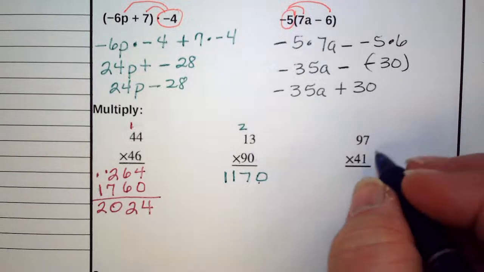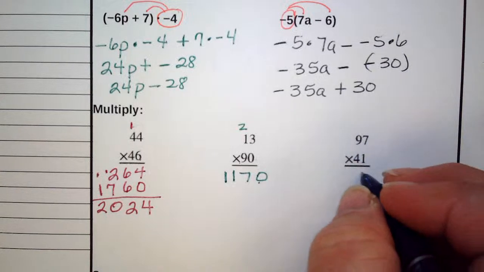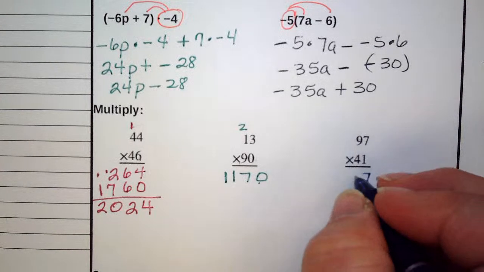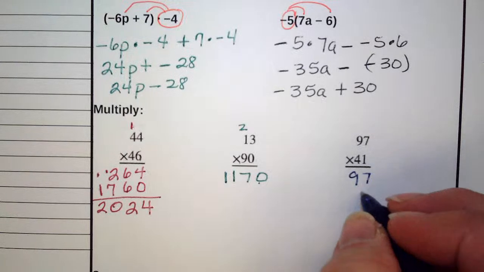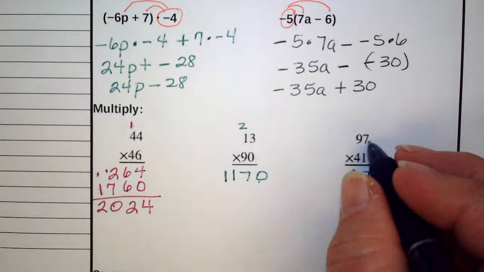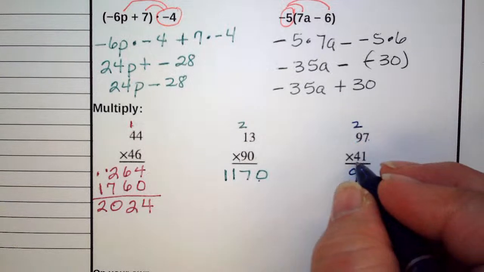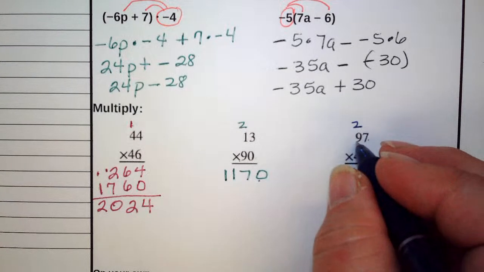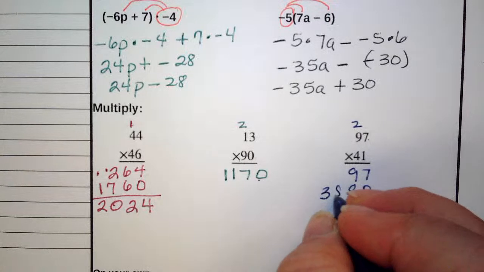For the last one, we're going to multiply by 1. 1 times 7 is 7. 1 times 9 is 9. Put a 0 for a placeholder. 4 times 7 is 28. Carry the 2. 4 times 9 is 36. 36 plus 2 is 38.